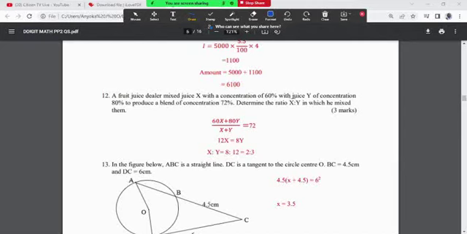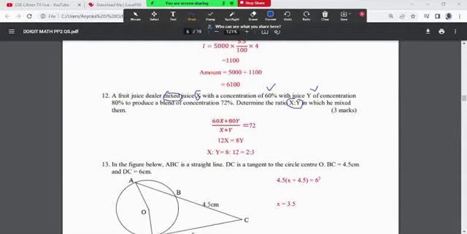Right, the ratio X is to Y, and is mixing the two fruits, the two juices. X has a concentration of 60%, with juice Y having a concentration of 80, and to produce a blend of 72% concentration. So the ratio, normally this is a question on mixture. So when we are mixing, we come in with the proportions.